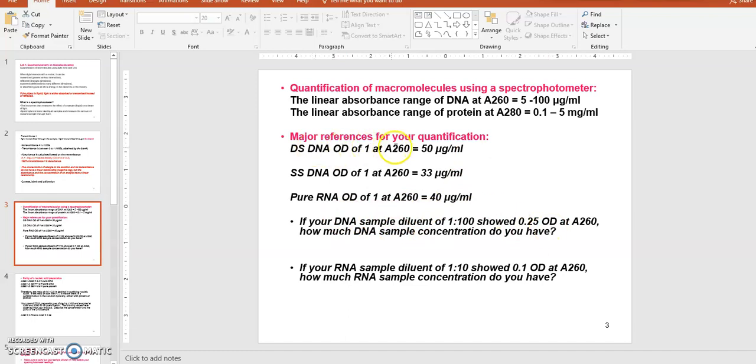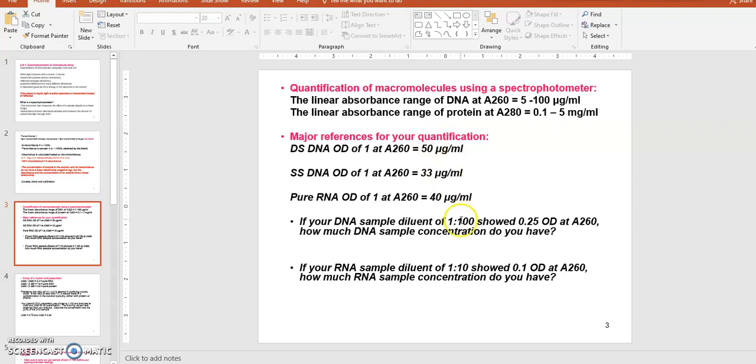So if it's a double-strand DNA, 1 OD equals 50 microgram per milliliter, right? But now you have only 0.25 OD, so it's a quarter of that concentration. Right? So what's the concentration? A quarter of 50 is what? 50 divided by 4, which will be 12.5 microgram per mil.